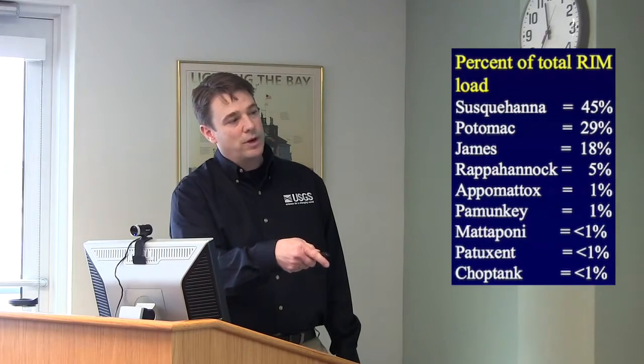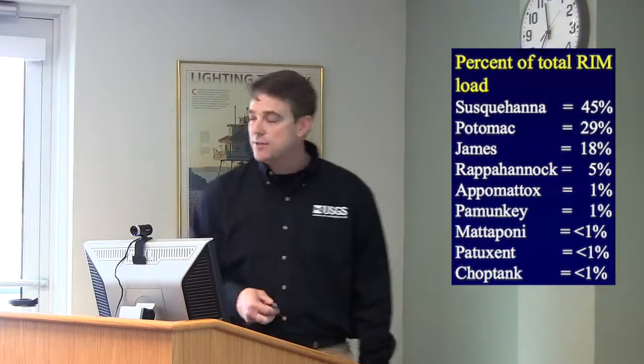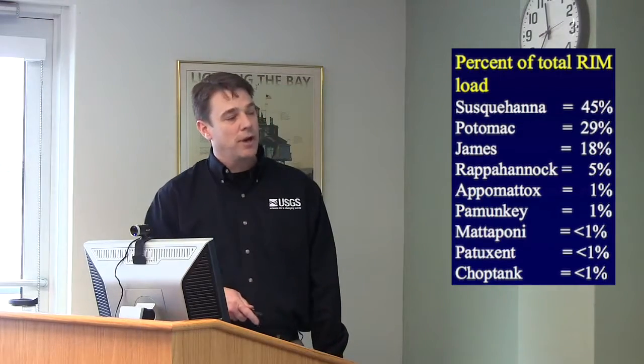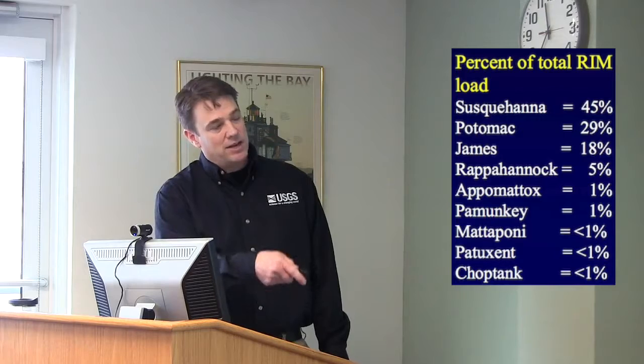The Susquehanna is contributing about 45% of the total load. The Potomac is 29%, James 18%, and Rappahannock is 5%. So we're seeing the other basins contributing more of that phosphorus than what we saw for nitrogen. The remaining stations are contributing 1% or less.